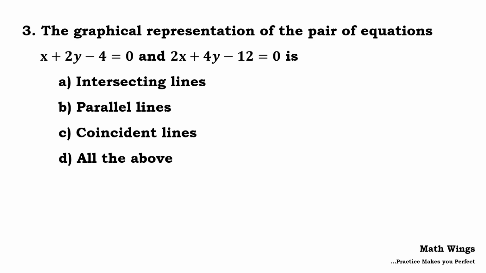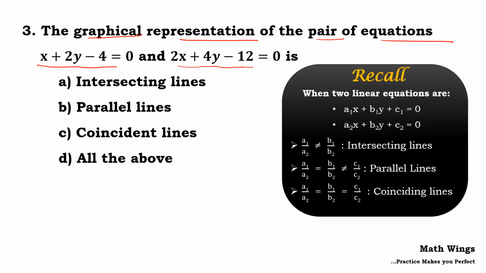The question here is the graphical representation of the pair of equations x + 2y - 4 = 0 and 2x + 4y - 12 = 0. So here, without solving this graphically, we can find how the lines will be. How can we find it? We can find it just by comparing the ratios as we did in the previous two problems.